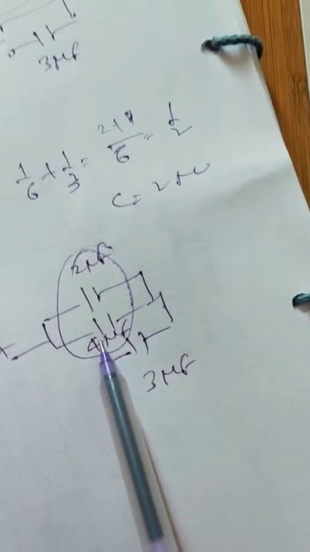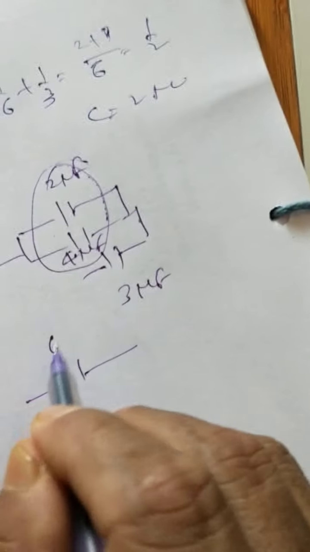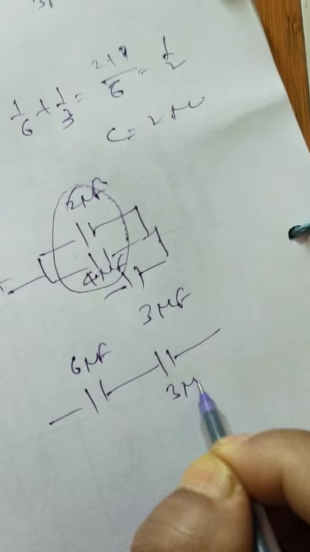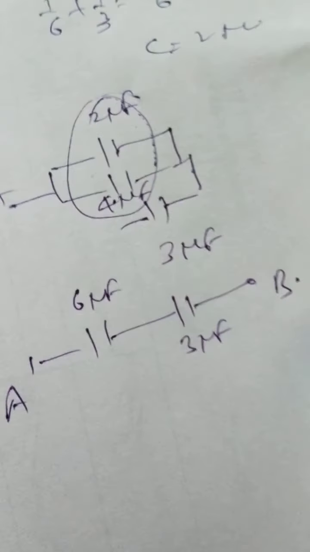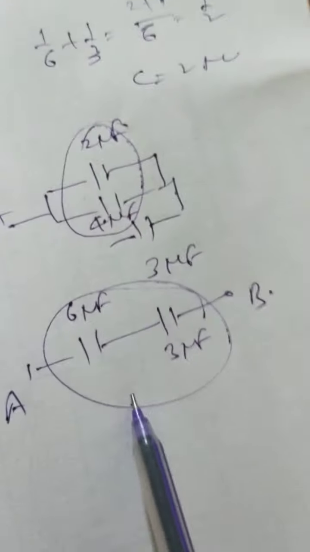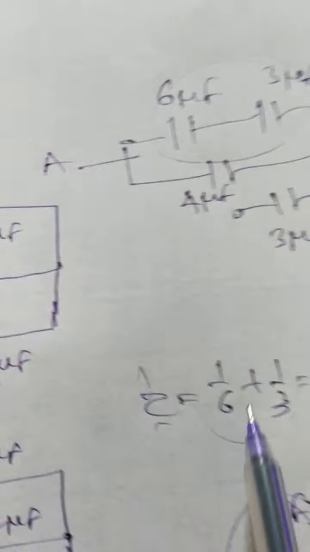Now again, 2 and 4 are in parallel. The parallel formula is C1 plus C2, which is equal to 6 microfarad. It means that here is 6 microfarad and here 3 microfarad, and this is A, this is B. Now this is our final diagram. Now 6 and 3 are again in series. In series, the formula is 1 by C is equal to 1 by 6 plus 1 by 3. So your answer is 1 by 2. So what will be the C? It means that between A and B, the equivalent capacitance is 2 microfarad.